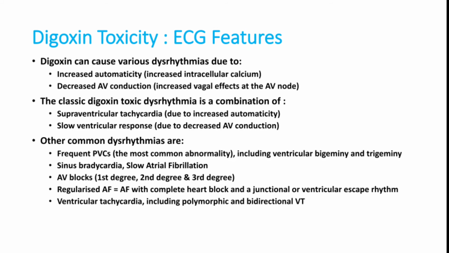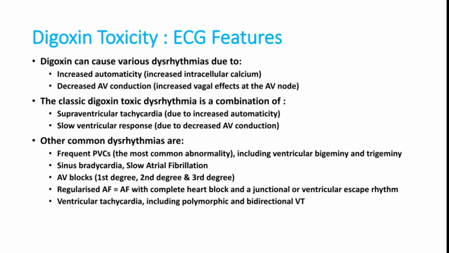The classical digoxin toxic dysrhythmias is a combination of supraventricular tachycardia, that is due to an increased automaticity of the SA node that produces increased heart rate, it's SVT. Then due to decreased AV conduction, patient can have slow ventricular response or complete heart block. Other common arrhythmias because of digoxin toxicity is frequent ventricular premature complexes. This is the most common finding which we see in the emergency room, including ventricular bigeminy or trigeminy.